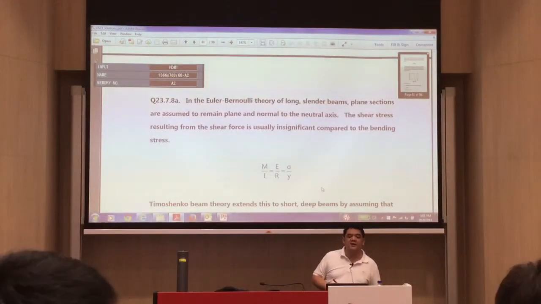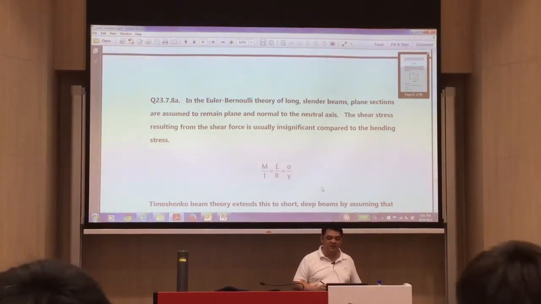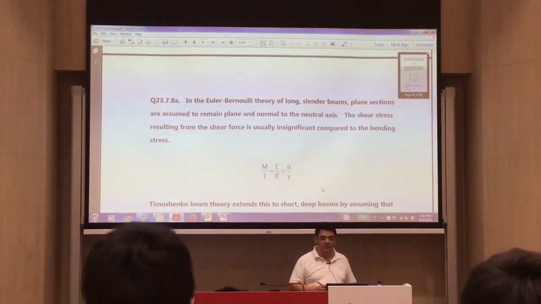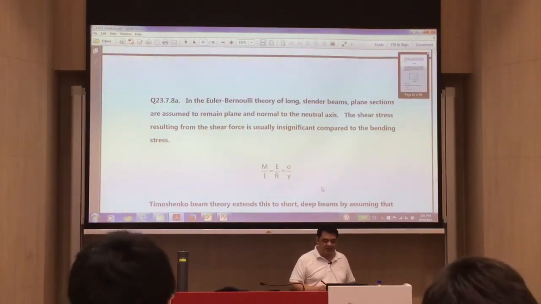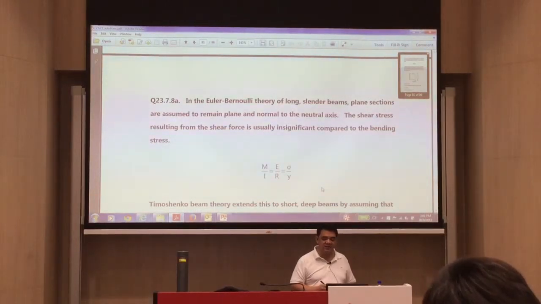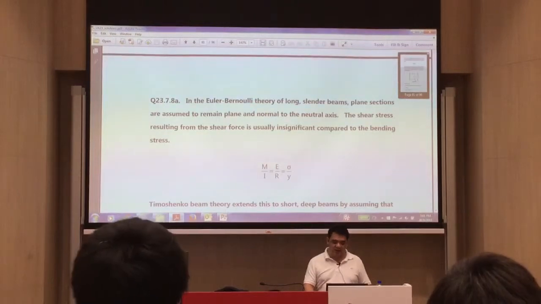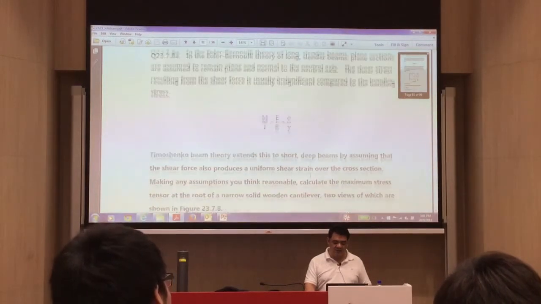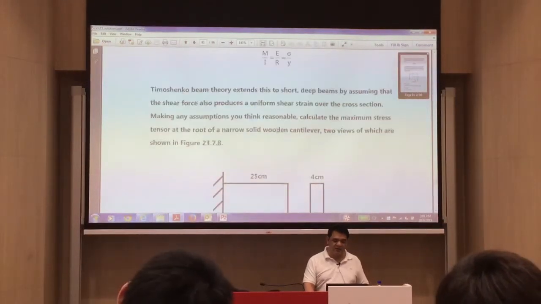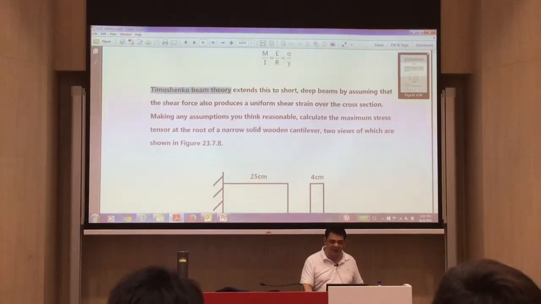Yes, here you go. That's 23.7.8 in the Euler-Bernoulli theory of non-slender beams. Plane sections are assumed to remain plane and normal to the neutral axis. The shear stress resulting from the shear force is usually insignificant compared to the bending stress. So σ = My/I. This principle can be extended to a Timoshenko beam, which is a thick beam.